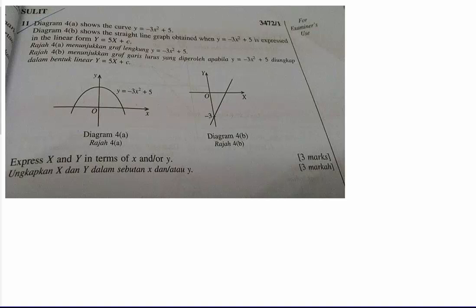Okay, this is a linear law question, and a lot of students actually ask me about this question. From this question, you will see two diagrams. Of course, you also need to understand the question. The question says that diagram 4a shows the curve for y equals negative 3x squared plus 5. And diagram 4b shows the straight line graph obtained when y equals negative 3x squared plus 5 is expressed in the linear form y equals 5x plus c.